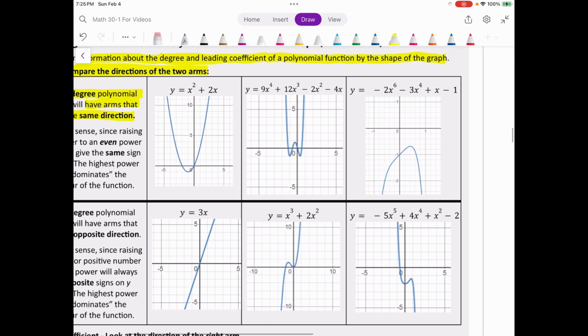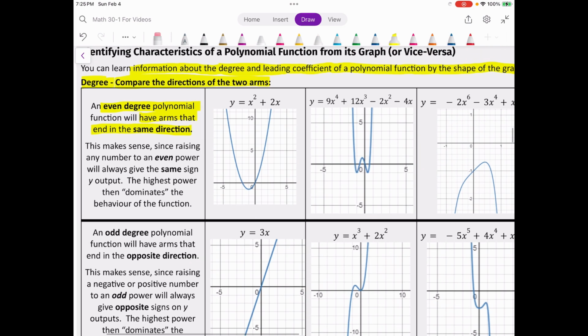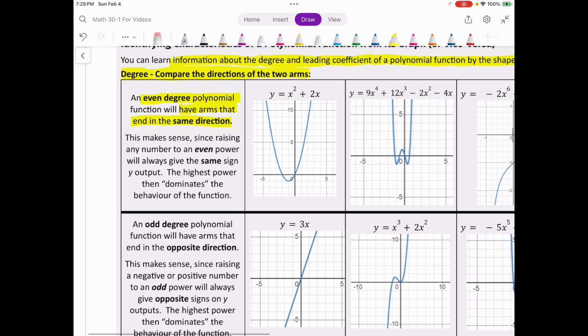Now notice, I didn't say they would both go up. I said they would both do the same thing for an even degree, right? So left arm is going down as x goes to negative infinity, y goes down to negative infinity. And then same thing, as x goes to positive infinity, y is also going down to negative infinity. So left arm and right arm do the same thing. They both go down or they both go up for an even degree polynomial. Okay, now why? Well, that just seems like a magic trick, right?